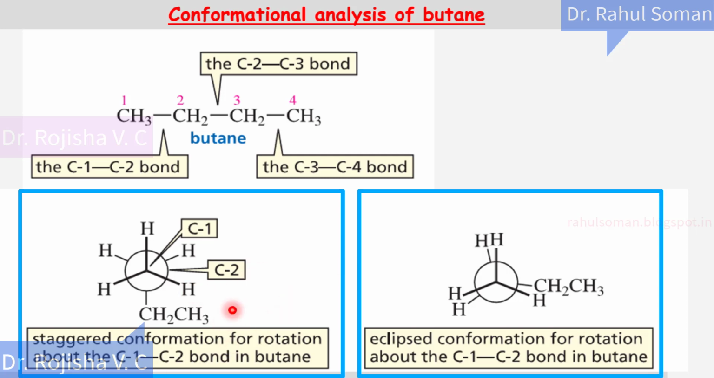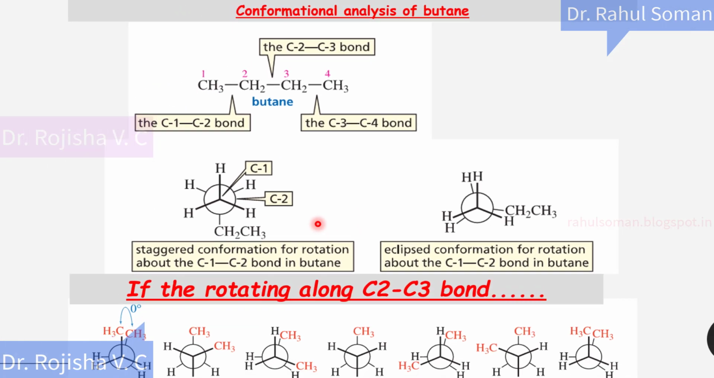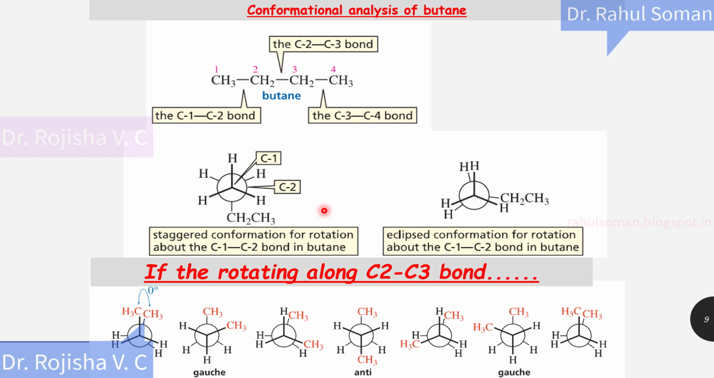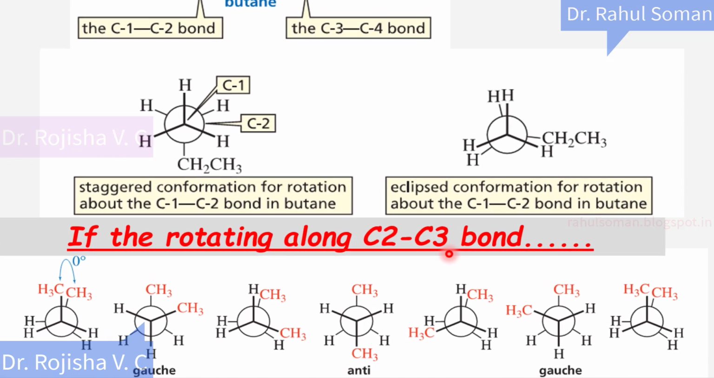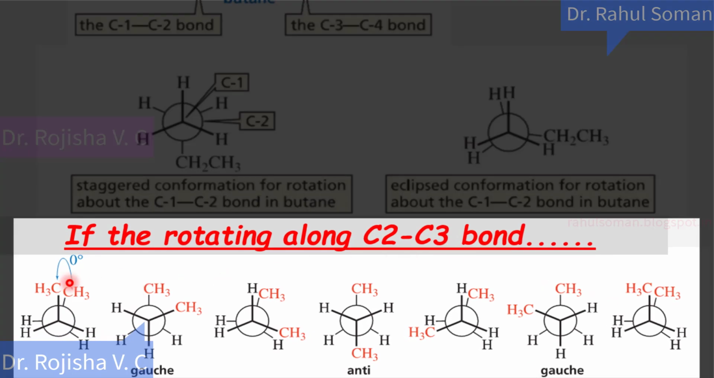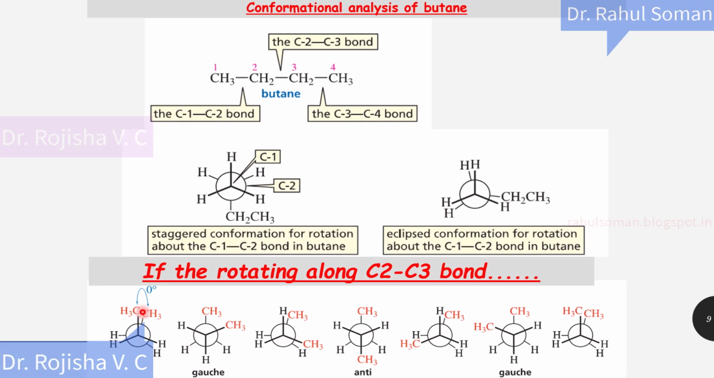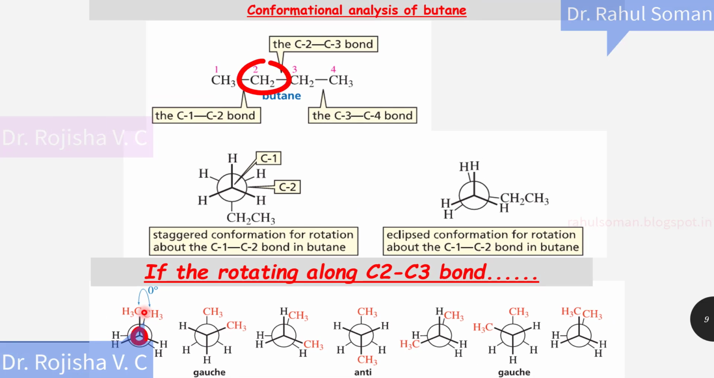They will just come repeatedly. But if we look through the C2 to C3 bond, then we have many conformations. For the C2 atom, let us take it as the first carbon. The two hydrogens will be two substituents, and one CH3.